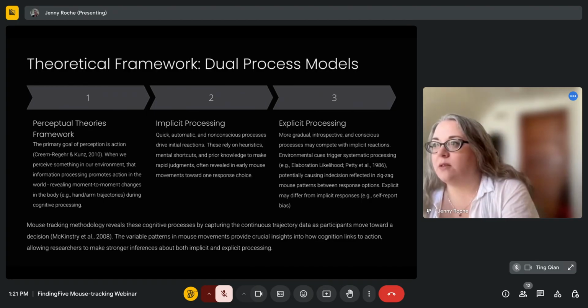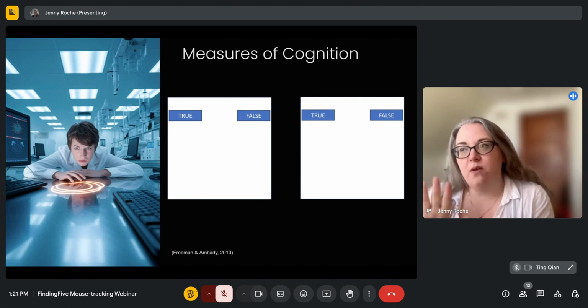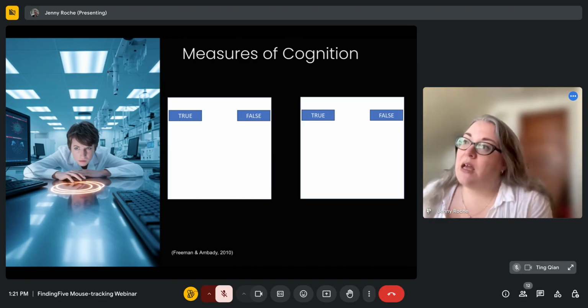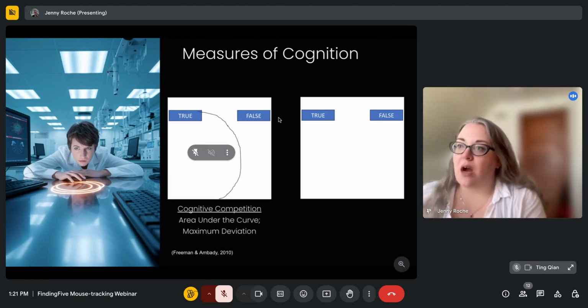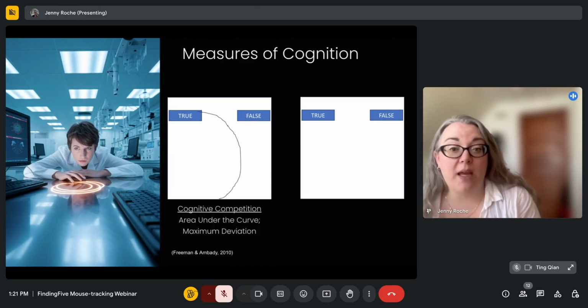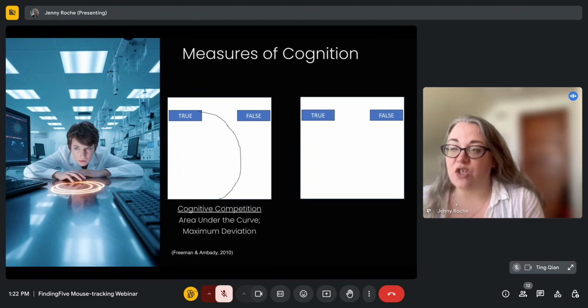to make. Okay, so moving on, away from the theoretical stuff, but as it relates to how we're measuring things in mouse tracking. The first one I want to talk about is cognitive competition. Cognitive competition is one of the most common measures that we get from computer mouse tracking. There are a bunch of them, but the most common ones are cognitive competition, and those are typically reflected in measures of area under the curve and maximum deviation.